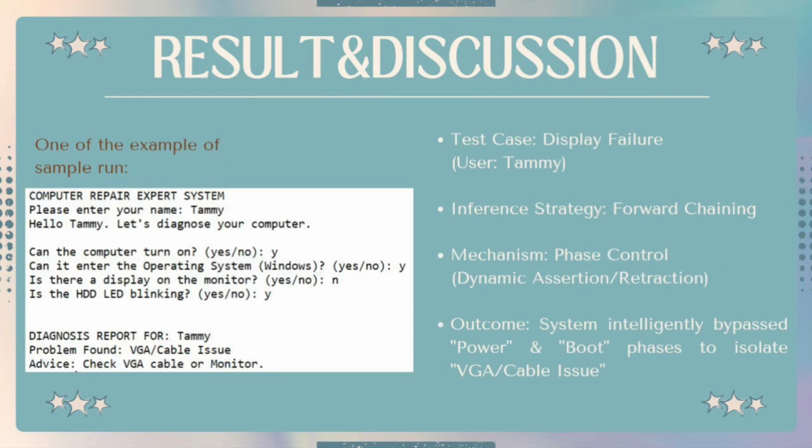Moving to our results. This test case, where we use TAMI, demonstrates the core strength of our system, forward chaining combined with phase control. Notice that when TAMI confirmed the PC could turn on and boot, the inference engine intelligently skipped the power and motherboard check.